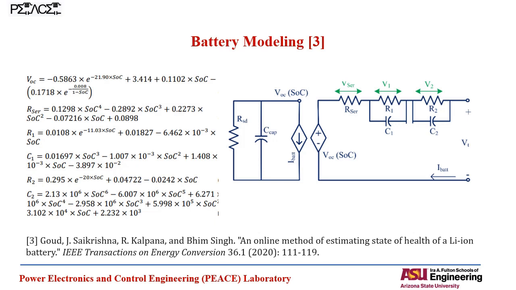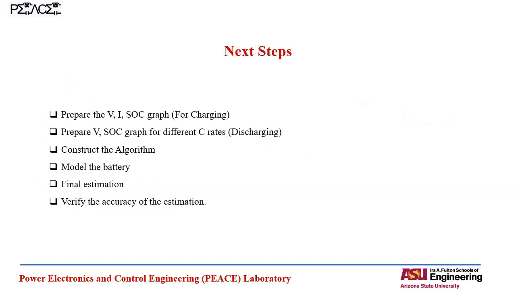The next steps of our work are shown here. So we'll prepare the voltage, current, and the SOC graph for charging and discharging, and then we'll be able to get the SOH from those curves. And for the internal resistance method, we will construct the algorithm and model the battery, and then we'll be able to get the SOC estimation from there as well. And then we'll compare these two estimation methods, and we'll find which method is more accurate in estimating the SOH of the battery.